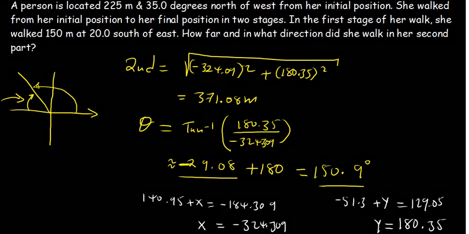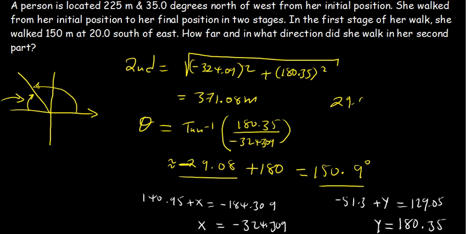If we want, we can just give the same one and say the direction is 29.08 degrees, north of west. Remember I mentioned west second because that is where the angle is coming from, going towards the north. So that is how we're able to work out this question.